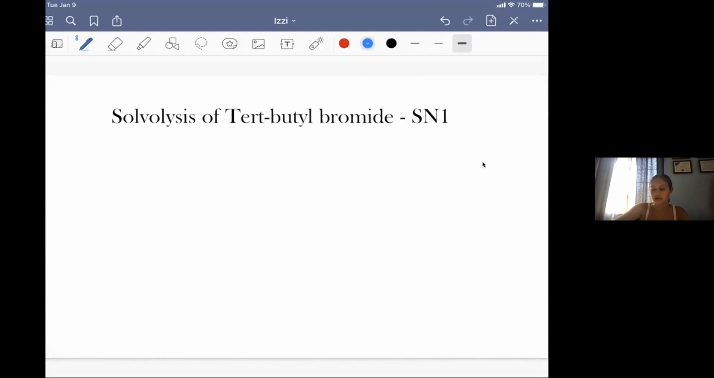So first, we're going to do the solvolysis of tert-butyl bromide, and we're going to walk through the SN1 mechanism. So in case you guys are unfamiliar with tert-butyl bromide, I'll draw it up here. It looks like this. Or you can write it out like this. And that's just what tert-butyl bromide is. So the first thing that we're going to do, because we know that it's an SN1 mechanism, is you have to undergo carbocation formation. So I'll write that right here.